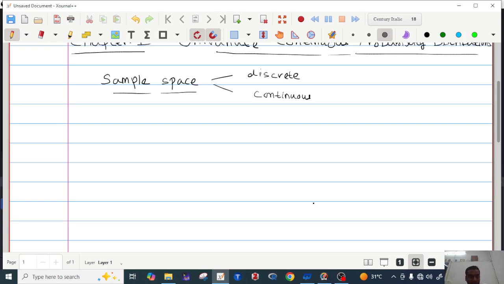Similarly, we have also learned one concept, random variable. What is meant by random variable? It is denoted by capital letters and it is a real valued function. A random variable is a real valued function. If we denote the random variable as capital X, it is the real valued function which depends on omega and maps to R. This is the definition of random variable.